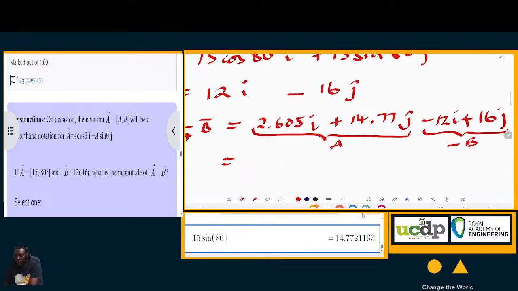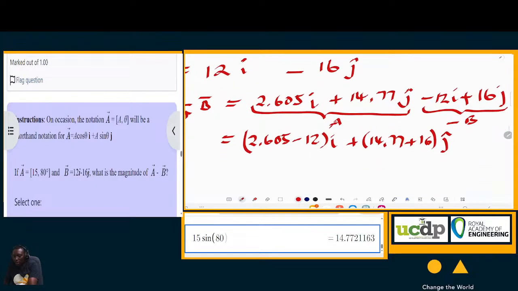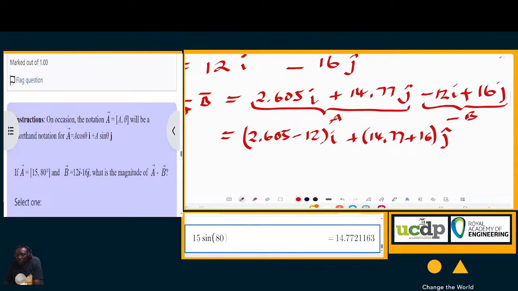I think we add the i's together, which is 2,605 minus 12i. Plus 14,77. If I click 14,77 plus 16, when I get the answer, it will be the answer I got when I added. Okay, plus in brackets 14,77 plus 16. Okay. Close up. And when I click that on the calculator, it will be 2,605 minus 12i.